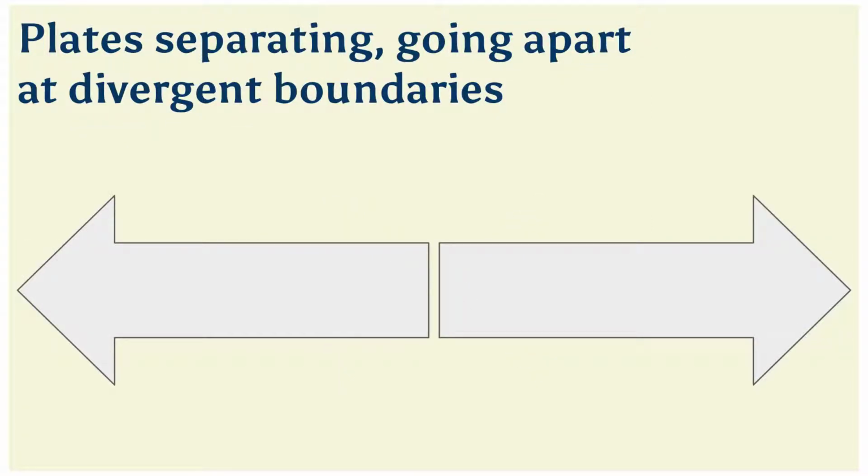Plates that are separating or going apart are divergent boundaries. And again, some vocab builder here: verge meaning to turn, and di meaning two. So we're actually talking about turning in two different directions here, divergent boundaries.